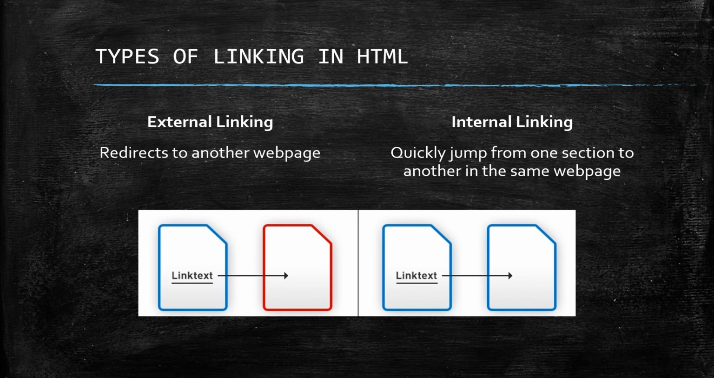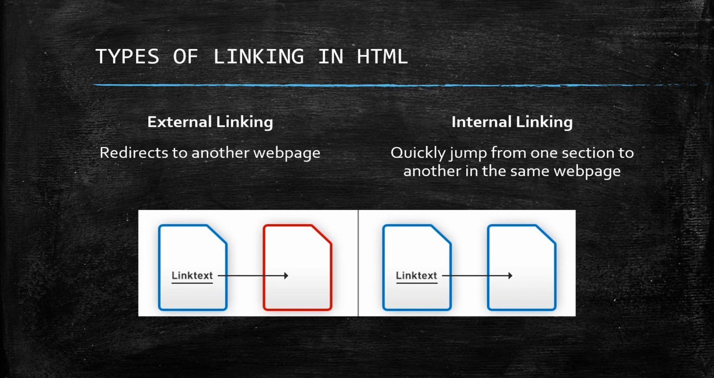In internal linking, what simply happens is it will quickly jump from one section to another section of the same web page. In external linking, a new web page will appear when you click the hyperlink because the hyperlink has linked together two web pages. In internal linking, when you click the link, it will jump to another section of the same web page because it has linked to another section of the same page. We can use internal linking in order to go up and down quickly in the same web page.